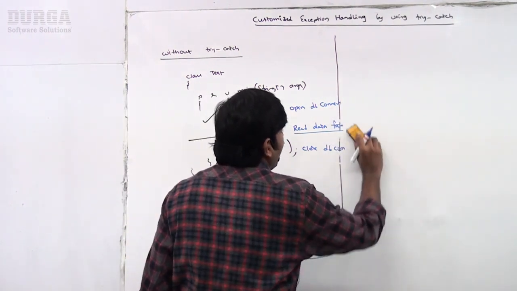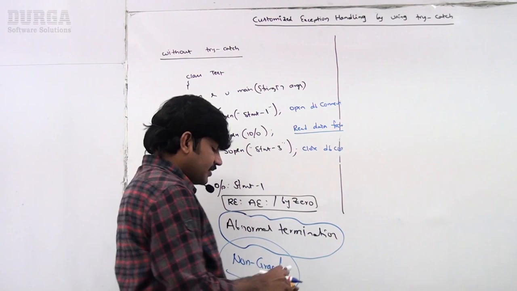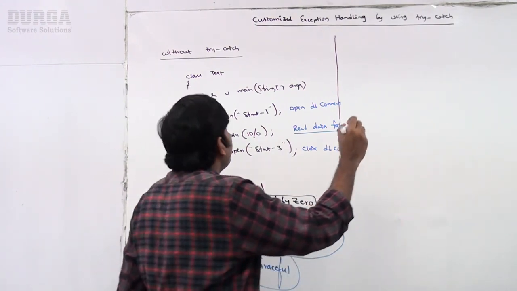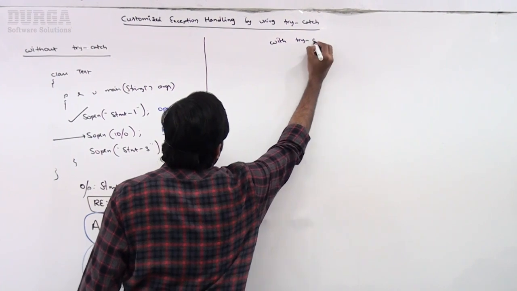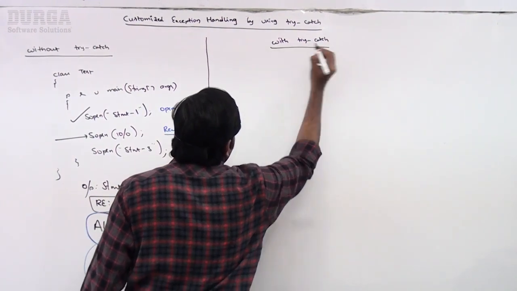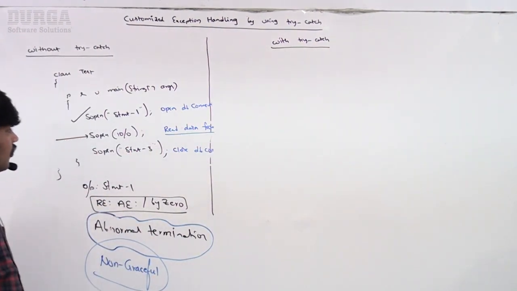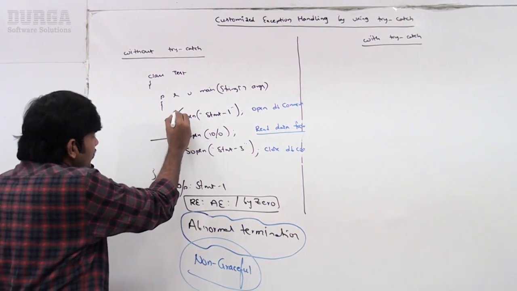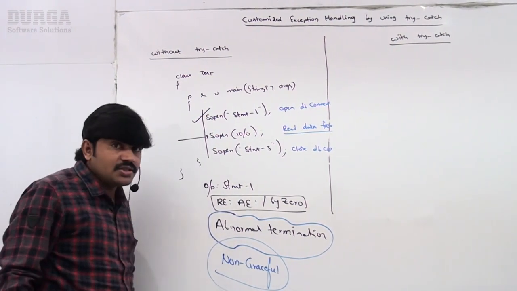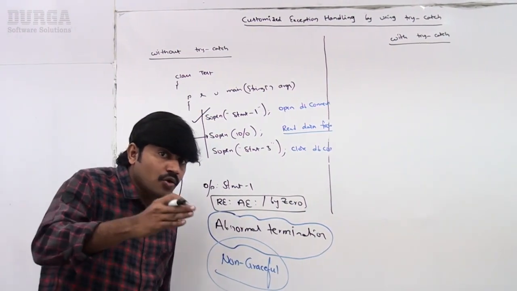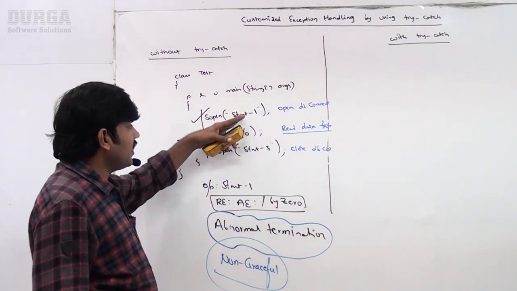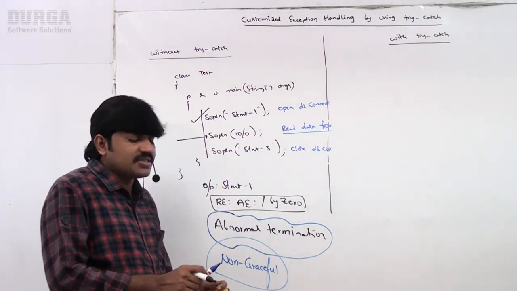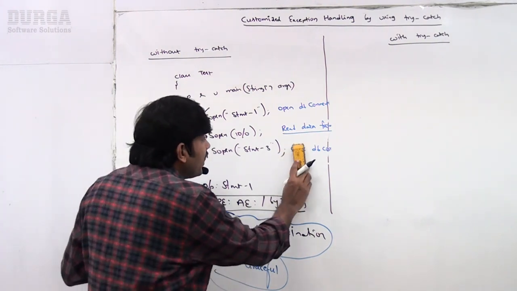Here, exception handling means with the try catch. Observe carefully, sir, with the try catch. Now, in this total code, which code may raise an exception? Line number 1 or line number 2 or line number 3? Can you please confirm which code may raise an exception?